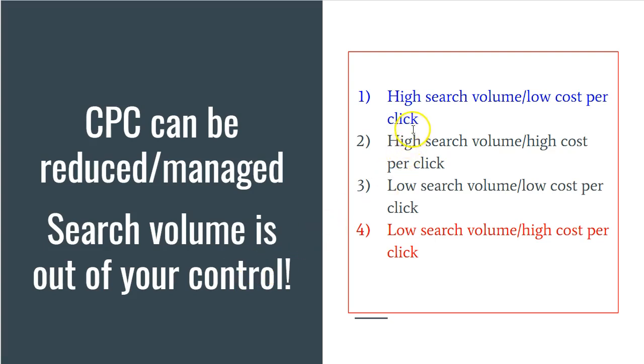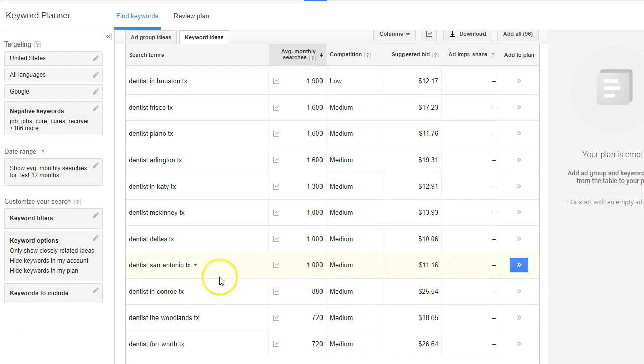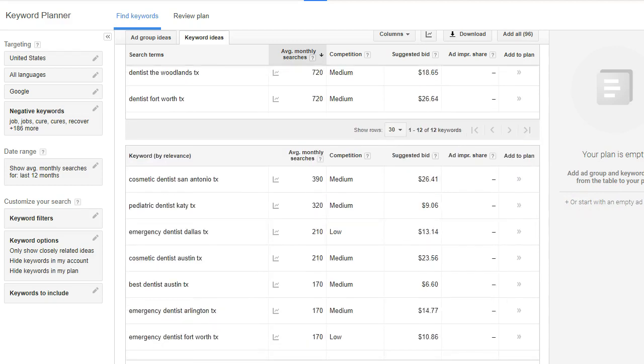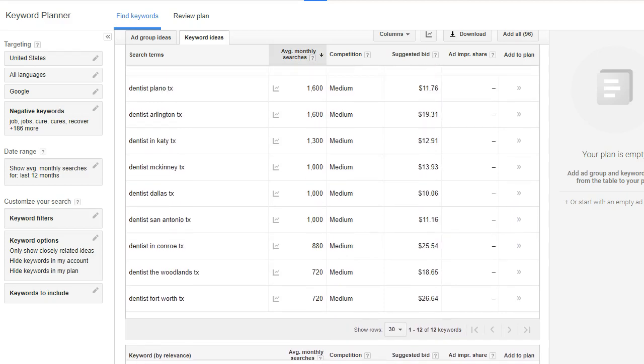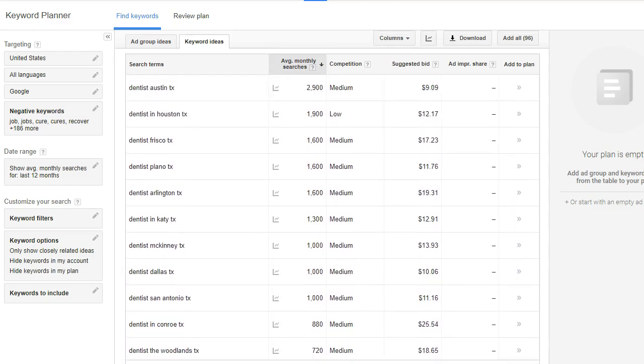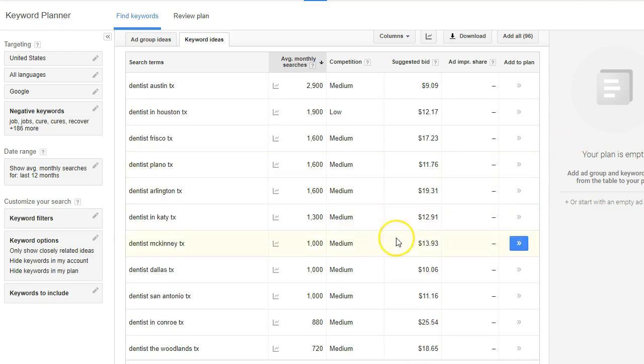The worst case scenario is if you have a low search volume and a high cost per click. That is the worst case scenario. If you come across a situation like this, for example Conroe, Texas, $25 per click and 880 searches, and Conroe is not a large city, so it doesn't have a lot of related searches either, then you have to conclude that there is no way Google advertising is going to work for your office. It's going to be too expensive and it's going to deliver very few patients, if any, because 880 is not a lot of search volume, especially when you consider it across the whole month.